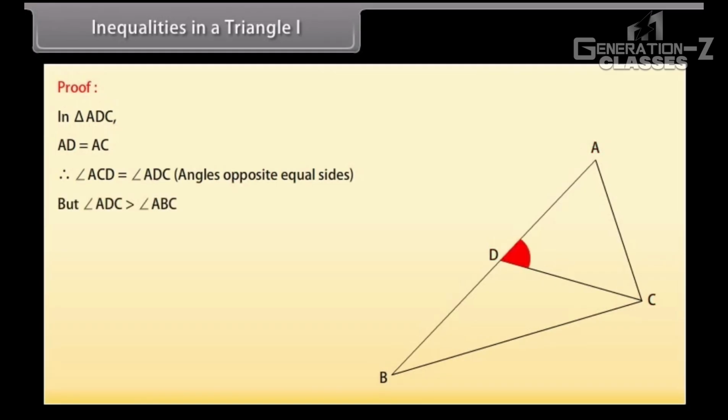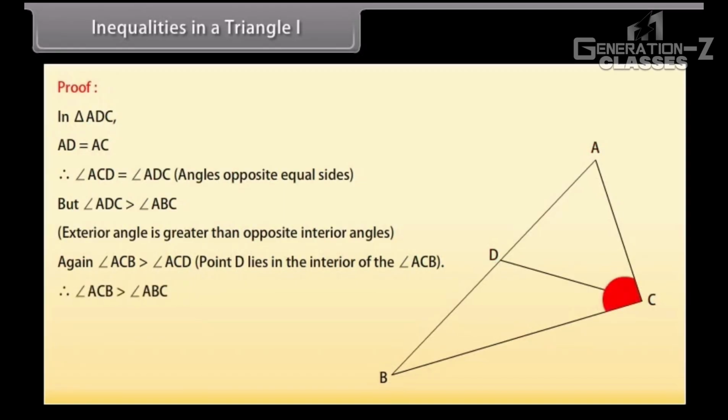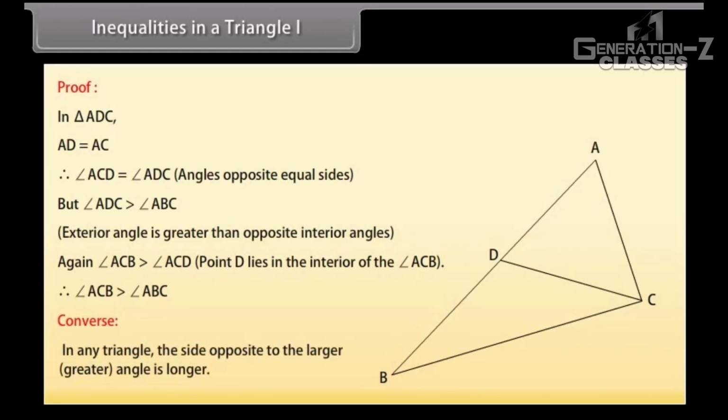But angle ADC is greater than angle ABC because exterior angle is greater than opposite interior angles. Again, angle ACB is greater than angle ACD because point D lies in the interior of the angle ACB. Therefore, angle ACB is greater than angle ABC. The converse of this theorem is also true, which states that in any triangle, the side opposite to the greater angle is longer.